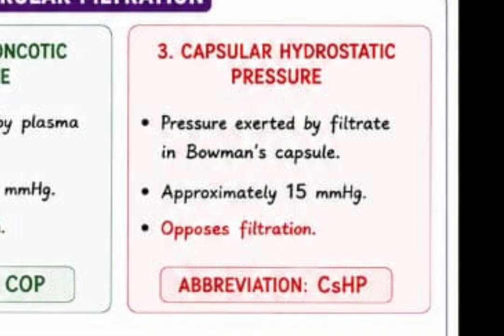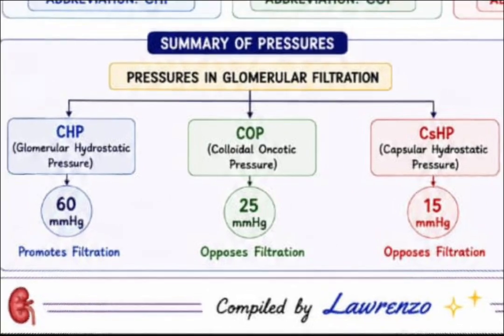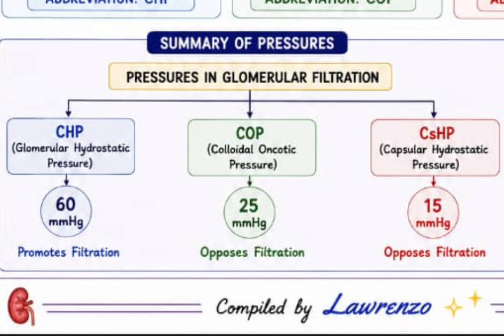So we have capillary hydrostatic pressure, which is a positive pressure, colloidal oncotic pressure, which is a pressure offered by plasma protein, which is negative, while the capsular hydrostatic pressure is also opposing what? Capillary hydrostatic pressure. To summarize the pressures needed for glomerular filtration rate, number one, we have the capillary hydrostatic pressure, or we call it glomerular hydrostatic pressure, which is 60 mmHg.